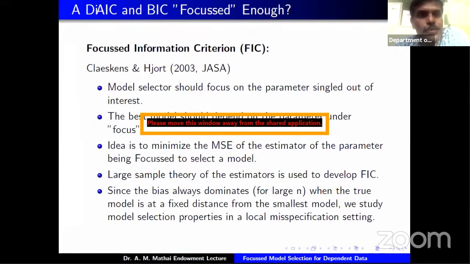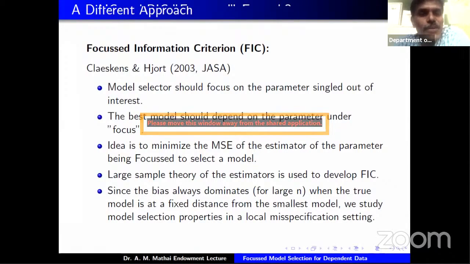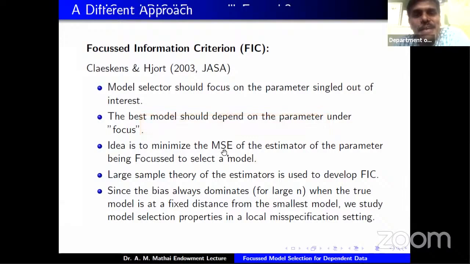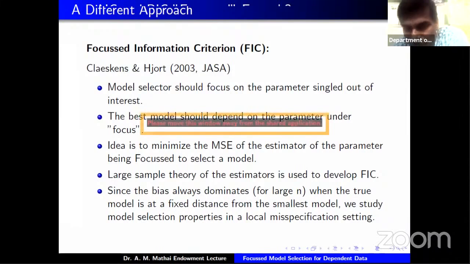Now the two researchers, Gerda Claeskens and Nils Hjort, in a 2003 JASA paper, came up with an idea that the model selector should focus on the parameter singled out of interest. So the best model should depend on the parameter under focus. And then what they try to do is minimize the MSE of the estimator of the parameter being focused on to select a model. Naturally, for a parameter there is an estimator, and my estimator need not be the same as another person's estimator. So naturally some kind of subjectivity is going to arise.